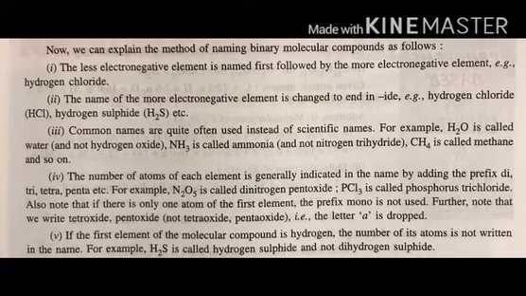Further note that we write tetraoxide, pentaoxide. In this we cannot include the letter a; the letter a is dropped. If the first element of the molecular compound is hydrogen, the number of its atoms is not written in the name. For example, H2S is called hydrogen sulfide, not dihydrogen sulfide.